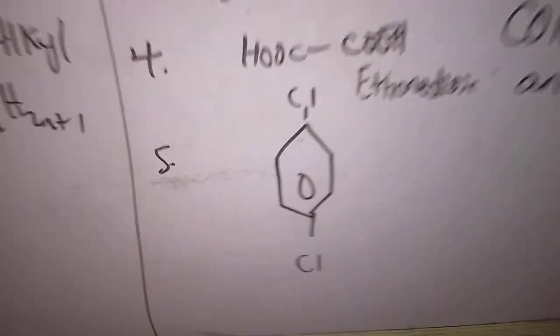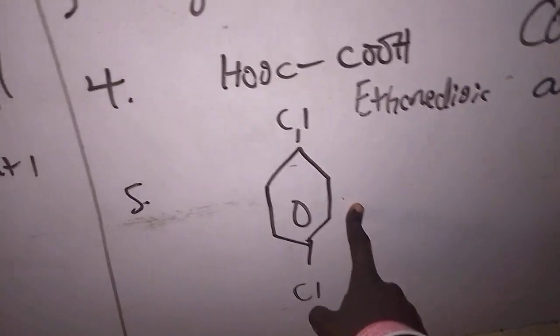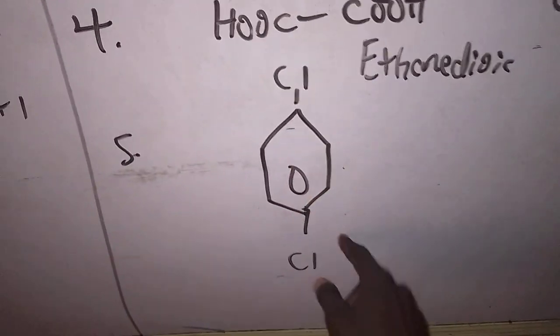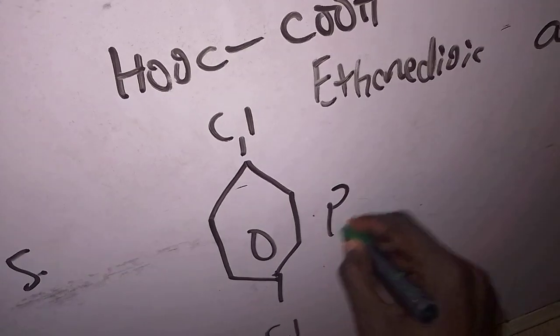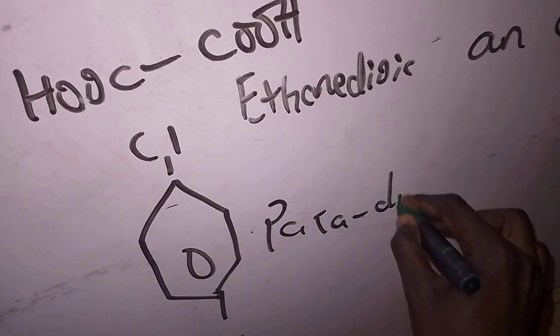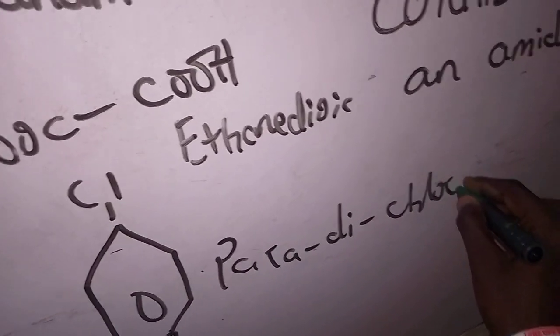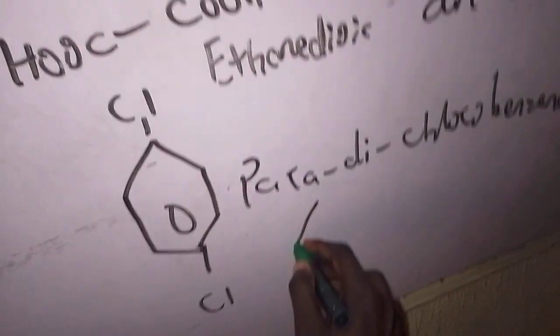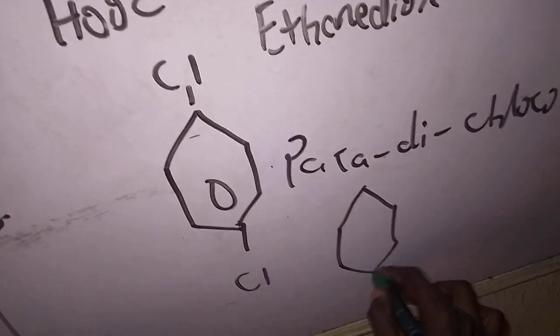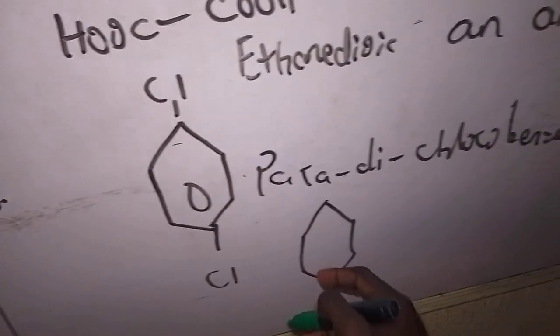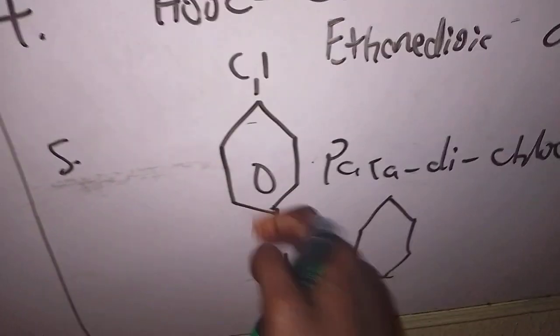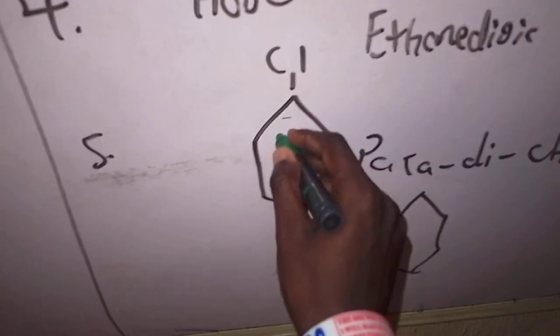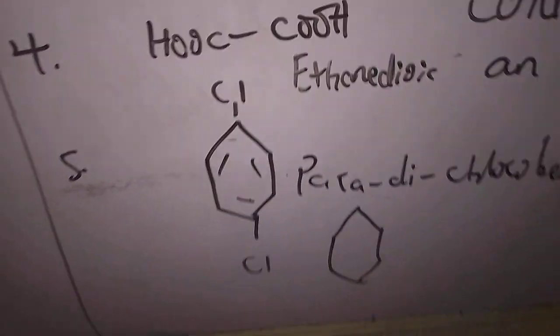Now let's go back to number 5. This is benzene. Benzene has a ring-like structure. With Cl and Cl, this is para-dichlorobenzene. Parallel to each other. But remember that if you have something like this and there's no ring inside, it's no longer benzene. This one is cyclohexane. But remember, sometimes the ring can be in this form like this.